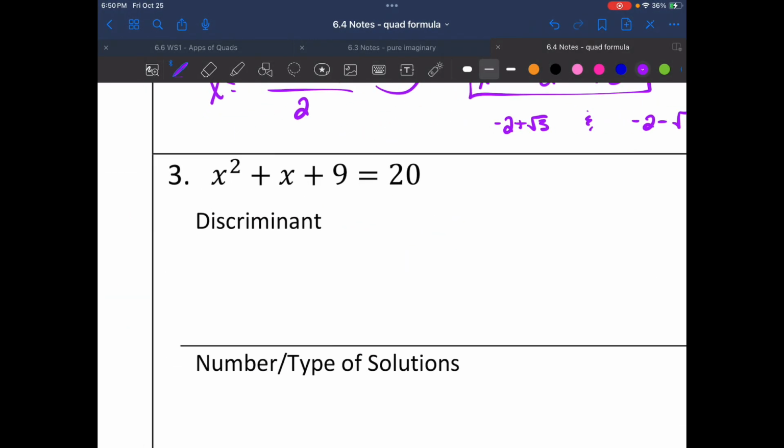Alright, let's go ahead and get this to equal 0 by subtracting the 20. Why can't I think of what 9 minus 20 is? It's fine. We're good. Negative 11, by the way. Identify A, B, and C. That's your A. There's your B. There's your C.